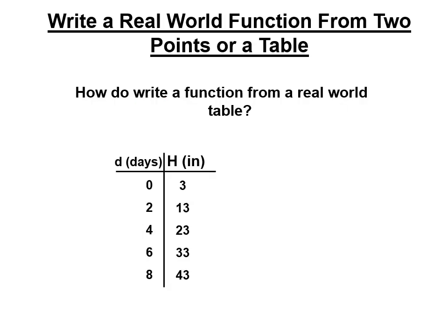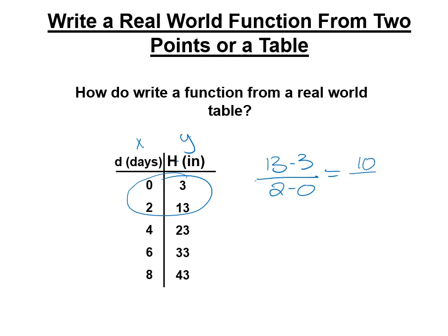Okay, so let's look at this one. You'd find the slope by subtracting, right? H is where y would be, so that would be the thing that goes up top. D is where x would be, so that would be the thing to go on the bottom. And then you get 10 over 2. The slope here is 5. The y-intercept's in the table: (0, 3).